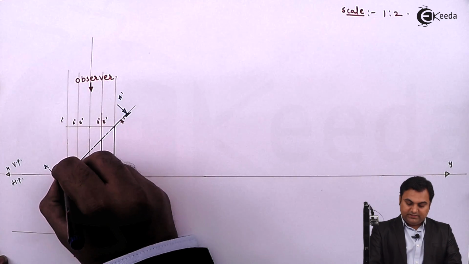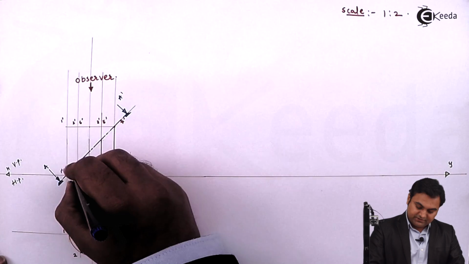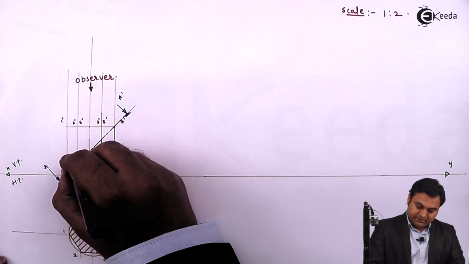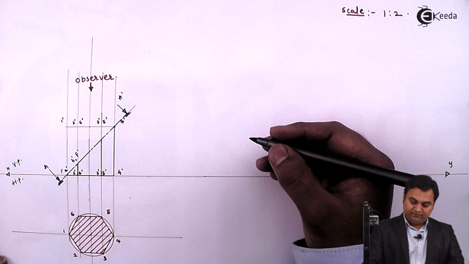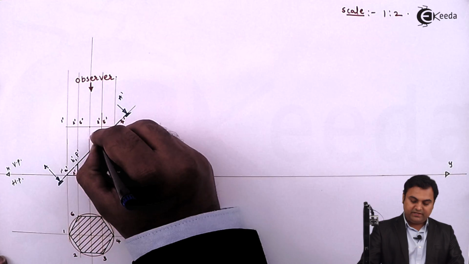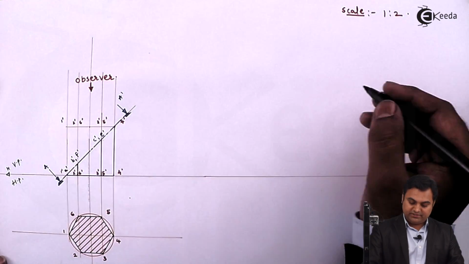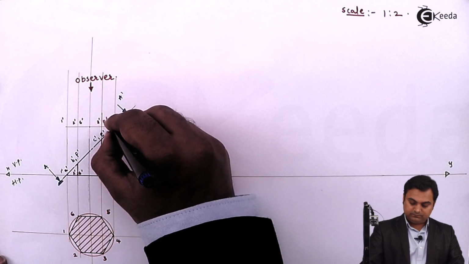Then it is cutting edges 2 and 6 at the same time. So where it is cutting 2, that is B dash, and where it is cutting 6, I'll say that is F dash. Then for 3 and 5, where it is cutting 3, that is C dash, and where it is cutting 5, that is E dash. At last, where it is cutting the top corner at 4, that will be D dash.